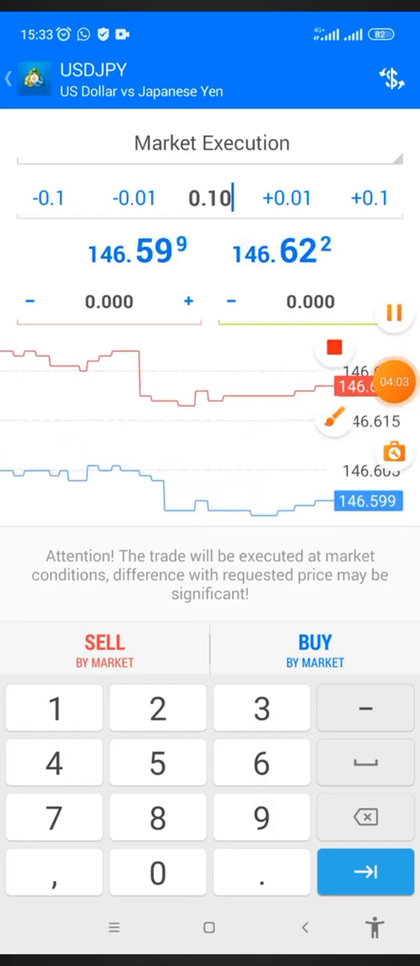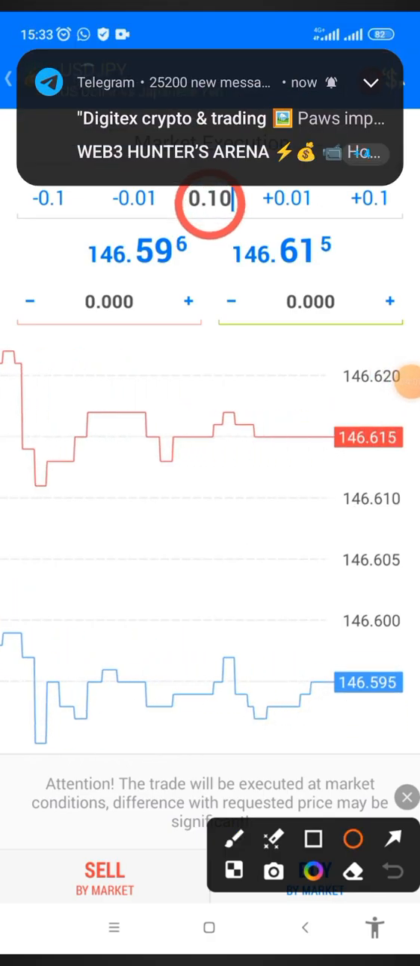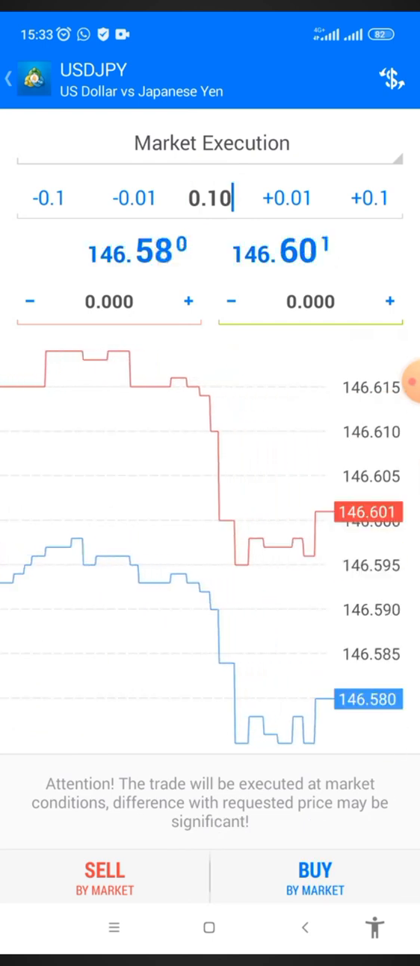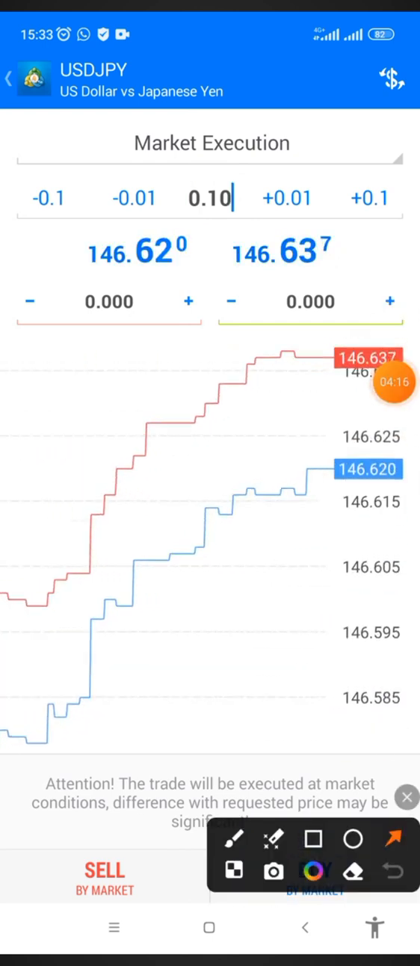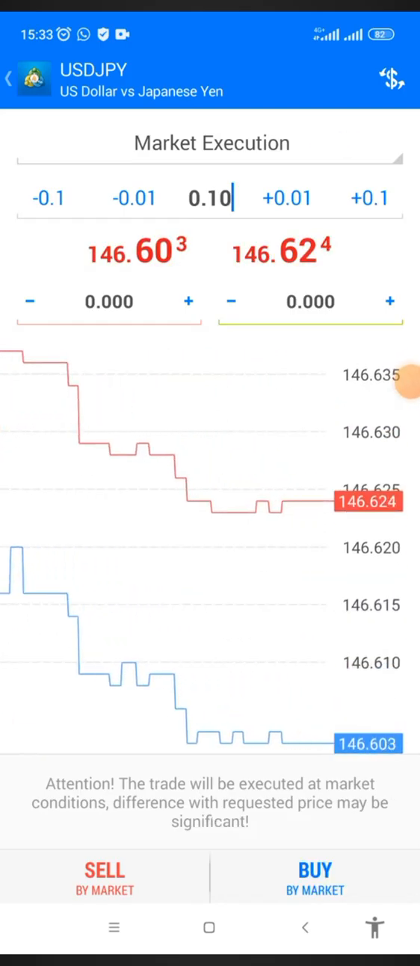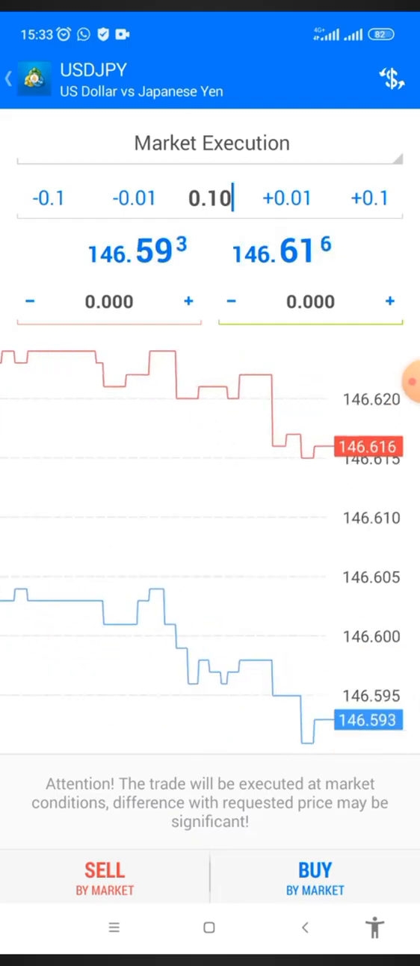So you come down here in the middle here, you choose your lot size here. This is where you choose your lot size. So you select that lot size. Once you finish, the trade is already on market execution. Market execution here means instant execution. So once this is done, yours is to go the direction the person asked you to go.